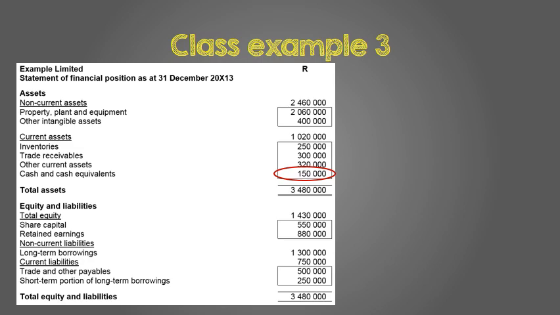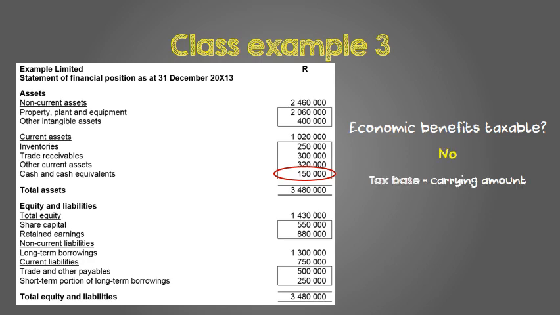The next item on the SFP is cash and cash equivalents. Now, cash and cash equivalents is an asset, so we have to ask ourselves, will the economic benefits be taxable? When we go to the bank and we get the cash from the bank, we will not need to pay tax on these cash amounts again. So therefore, the tax base will be equal to the carrying amount.